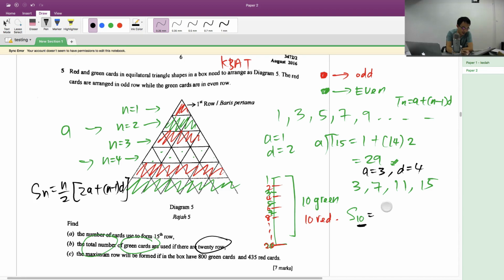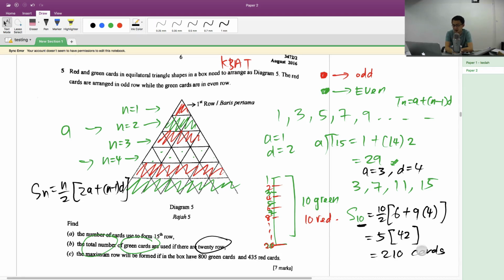Alright, so I will say this is 10 over 2. 2a means 2 multiplied by 3, which is 6. Plus n minus 1, which is 9, times d, which is 4. Alright, this one should be my total number of cards. So this is 5 times (36 plus 6, which is 42). So you just multiply, this one should be 210 cards. So in total you have 210 green cards. Alright, this is how I do this one.